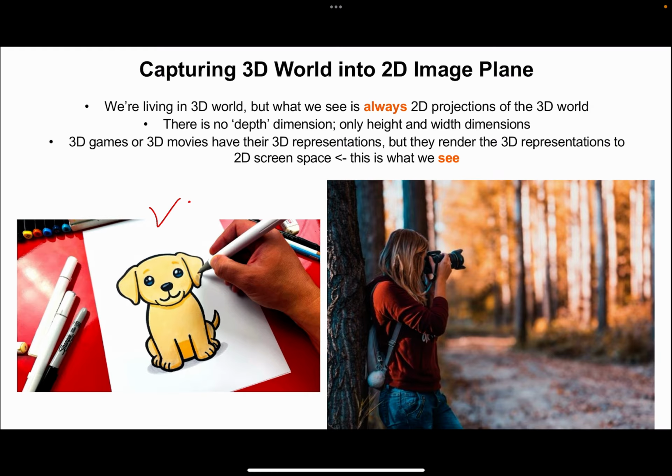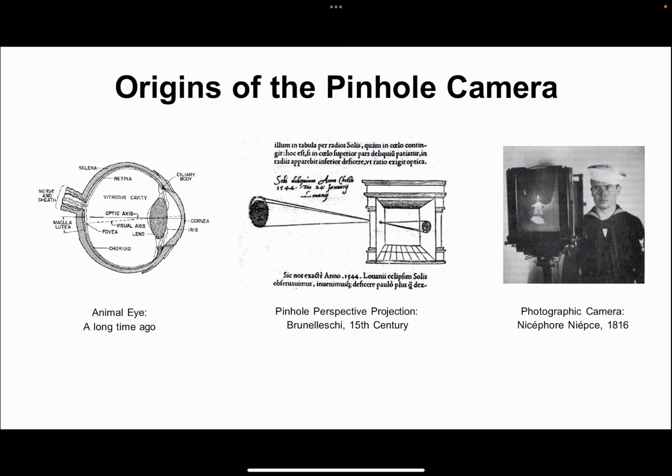So a camera is a machine that captures the 3D world in 2D space. This is also the same. It's like a function, taking the 3D world and outputting 2D space. And so let's briefly study the origins of the pinhole camera. The pinhole camera is a very simple but effective model of a modern camera.